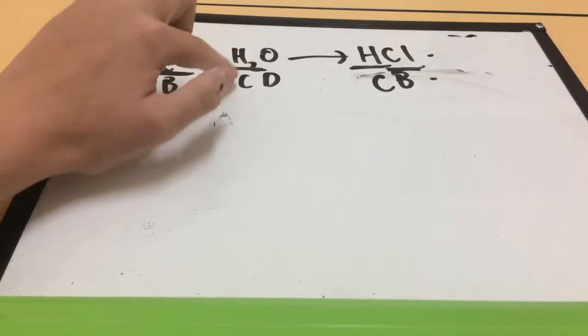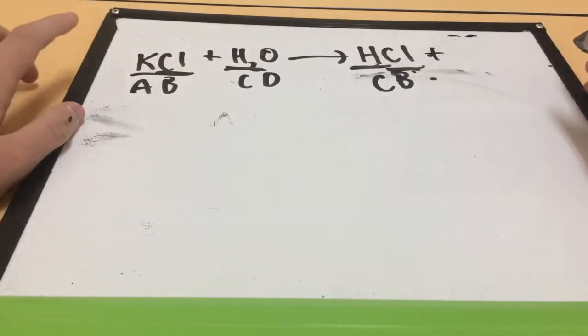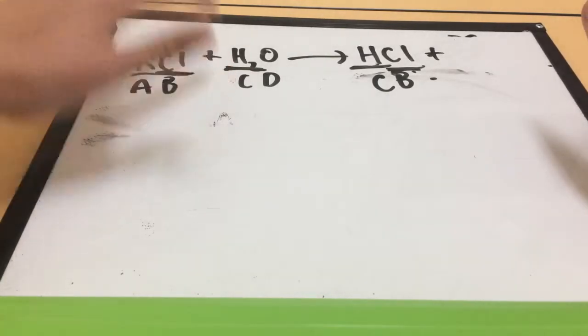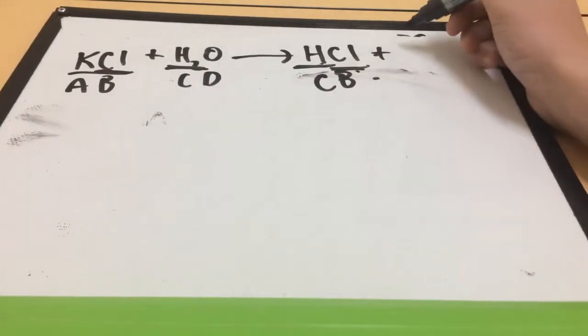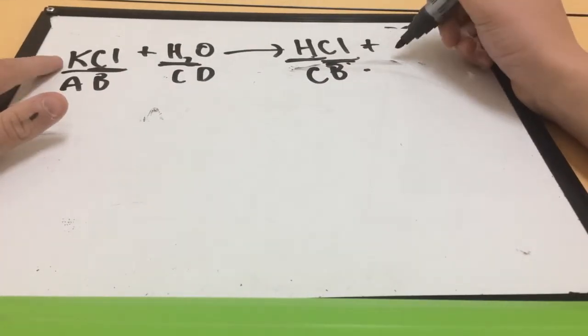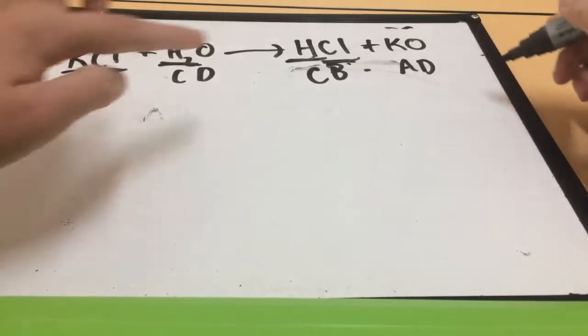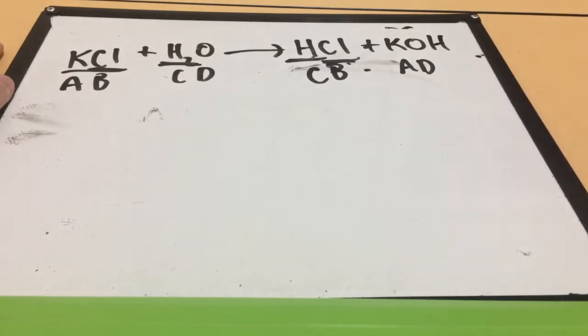So that plus our water, going to give us this too. But then you might go, okay, but that doesn't change the fact we've still got a hydrogen in there. We can't just get rid of it. And you're right. So we still have one hydrogen in this equation. So now we've got A and D. So we've got KO. But where's our other hydrogen? We add that on the end.